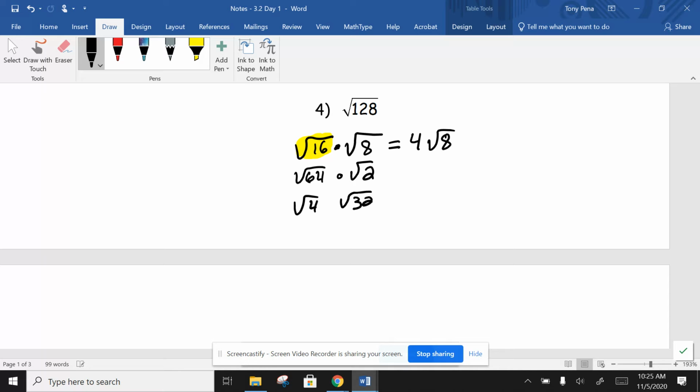And then the root 8 is not listed in our list above, so we can't say we know what the square root of 8 is. There's no number you can multiply by itself to give you an 8. It's not a rational number.